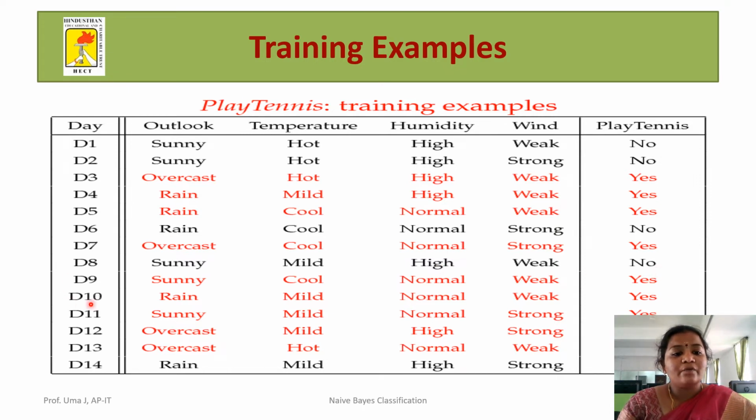Whereas if the outlook is rain, temperature is mild, humidity is normal, wind is weak, yes, I can play tennis. This is said to be the set of training examples. Based upon these training examples, I have to learn from the raw input and I need to predict some possible probabilities.